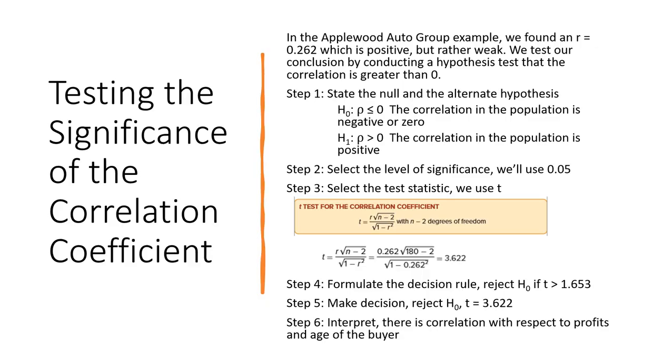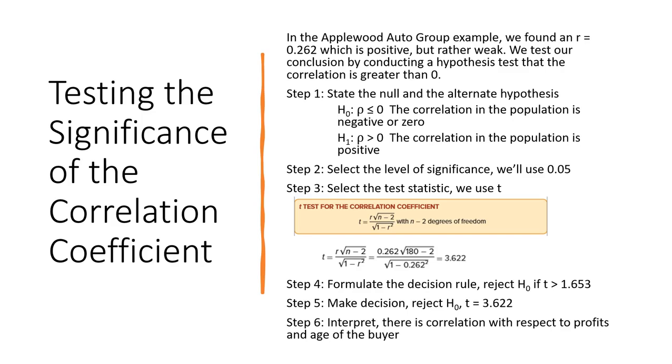Here we have another example where we're looking at the Applewood Auto Group. We found that our r value is 0.262, which is a positive but weak value. We're going to test our conclusion by conducting a hypothesis test that the correlation is greater than 0. Here we really just want to know if this is a positive or a negative correlation, and since we're just looking at one direction, this is a one-tailed test. The degrees of freedom is n minus 2, so 180 minus 2 gives me 178.